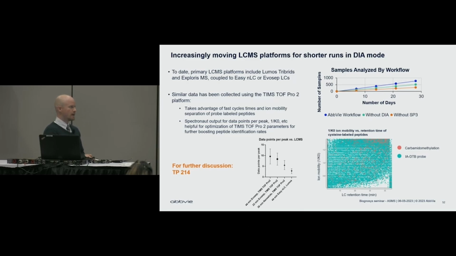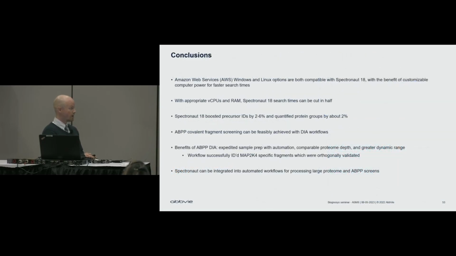So I think in general, we're very excited about the new platforms that are being released as well, with the speed that we're able to collect this data at. We're hoping to get to shorter runs and improve the quant that we're able to get out. So that's all I have for today, but if there's further discussion, I'll have a poster on Tuesday. I'm happy to talk more.